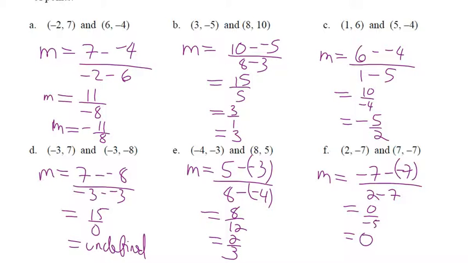What did I get wrong? I got 0 over 5. That's fine. Still 0. F is wrong. I lied. So F could be 0 over 5, it could be 0 over negative 5, but ultimately it's 0, so it doesn't matter.